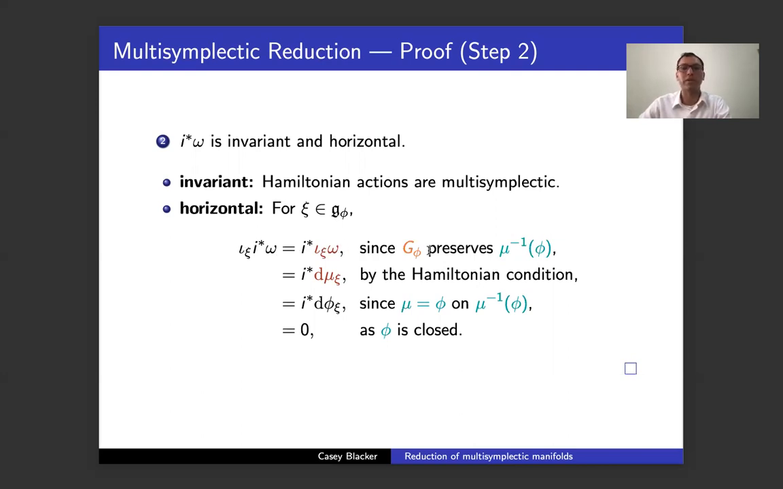So because the isotropy subgroup preserves the level set, we can move the interior product through the restriction. Then we rewrite this interior product in terms of the Hamiltonian condition on mu. So this is the familiar moment map condition. These two terms are equal. Now on the phi level set of mu, mu is equal to phi, so we can replace mu by phi. And then phi is closed. Our reduction parameters are closed, so this term here vanishes. And that gives us G phi invariance. And that's it. That's the entire proof.